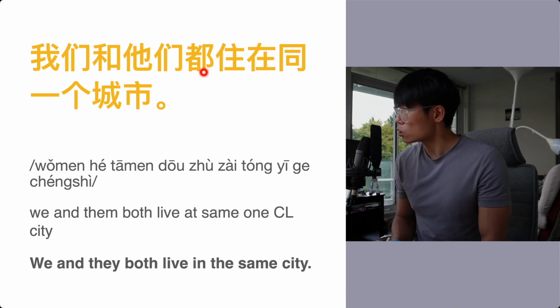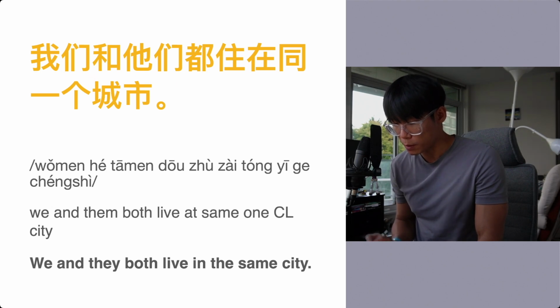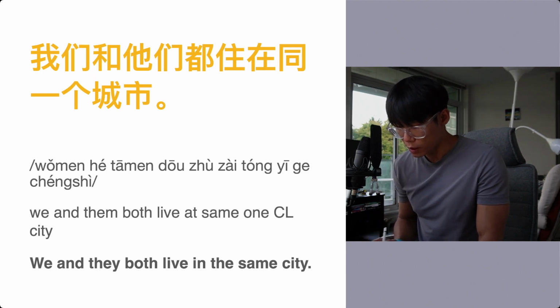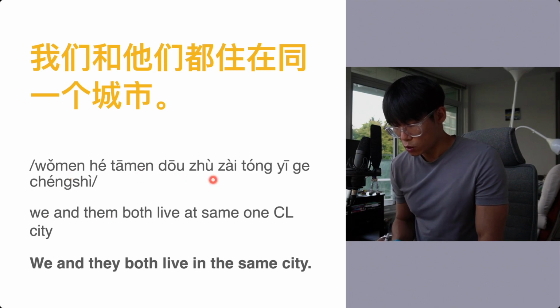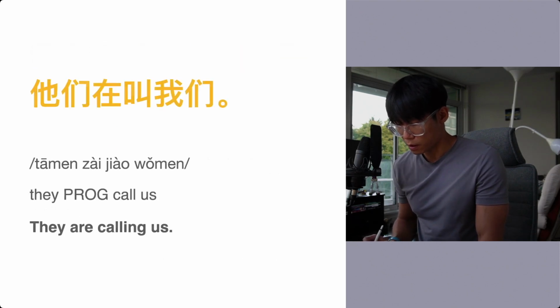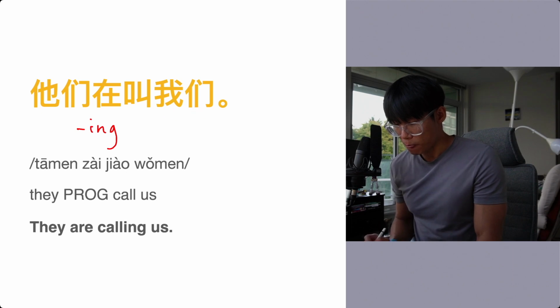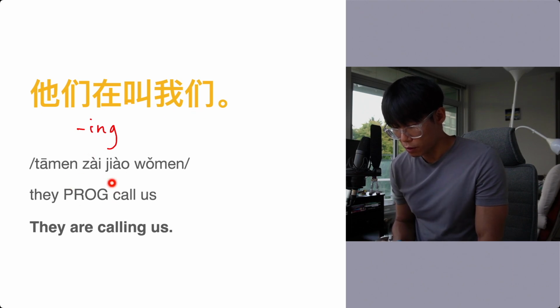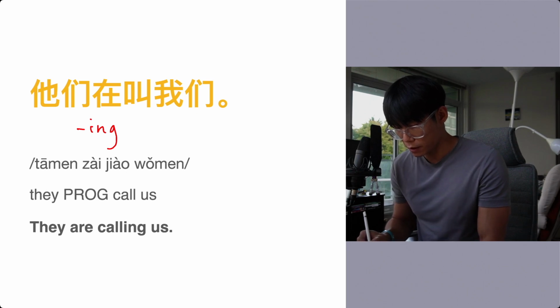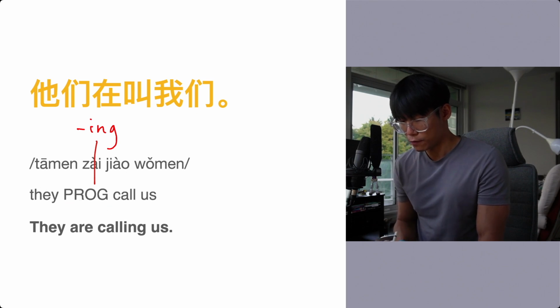All right, so moving on, let's take a look at some examples. 我们和他们都住在同一个城市. We and they both live in the same city. 我们和他们, 我们和他们都住在同一个城市. We all live in the same city. 他们在叫我们. This 在 over here is a progressive marker. Progressive is like the English -ing, so that's why it says prog right here. They, progressive, call us. 他们在叫我们.